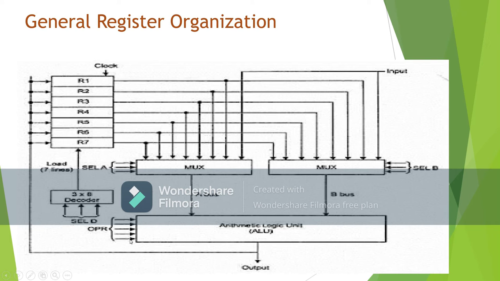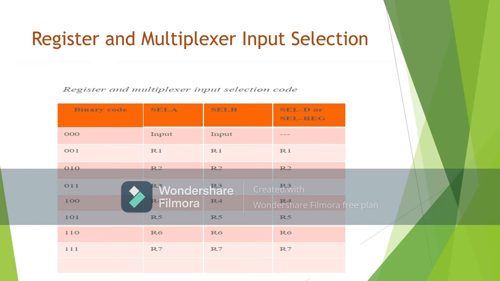Okay, and here you can see it's a 5-bit input. So here we have to give a 5-bit code, and it will give the instruction to the ALU that which operation is to be performed. Okay, so this is the description of this general register organization.